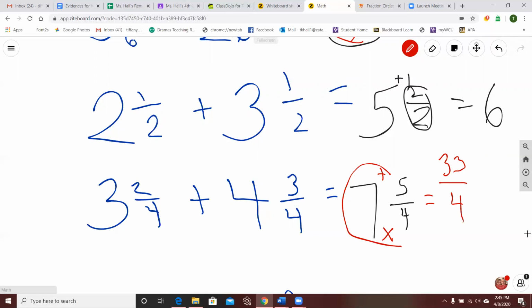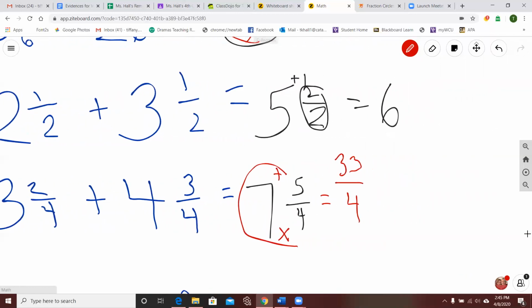If the directions tell you to leave it as an improper, then you're done. But if it doesn't, we got to change that back to a mixed. So I'm going to sing my 4 song and go as far up to 33 as I can. 4, 8, 12, 16, 20, 24, 28, 32. Oh, I can only go to 32, which was 8 fingers because 8 times 4 is 32. Denominator is automatically 4. 32 is 1 from 33. Therefore, the final answer is 8 1/4.